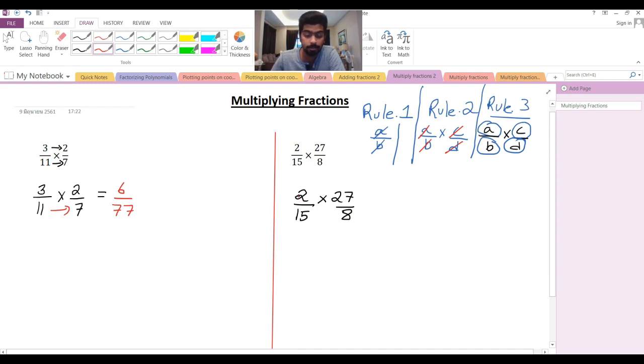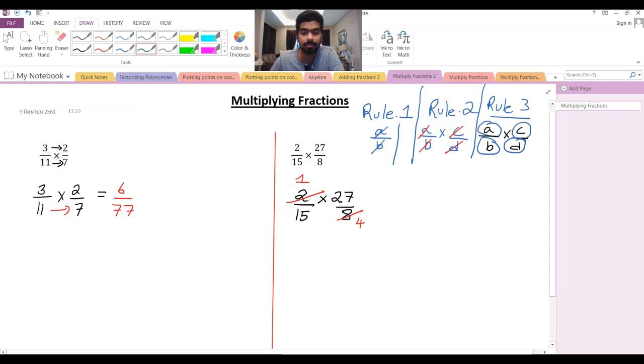So when we simplify, we cut this 2 and we write it as 1, and we cut this 8 and we write it as 4. So what did we do? We simplified both of these numbers by 2. Okay guys, now let's go to the next one.